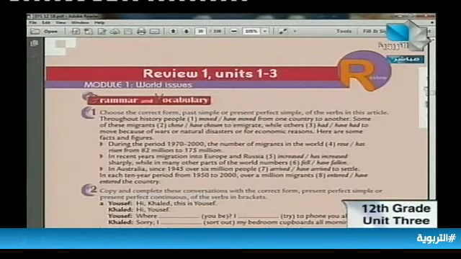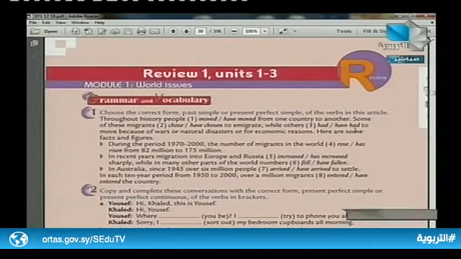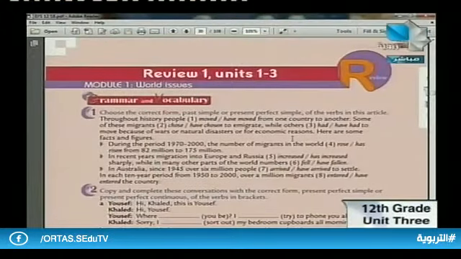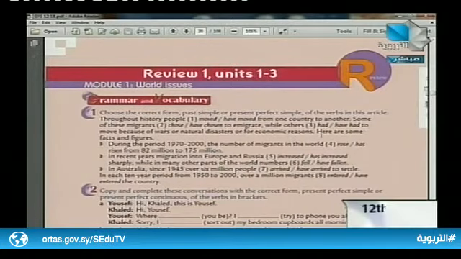Some of these migrants chose to immigrate, while others had to move because of wars or natural disasters, or economic reasons. So here you used the past simple in both 2 and 3. Why? Because here we are talking about something that happened and finished. There is no relation with the present here.